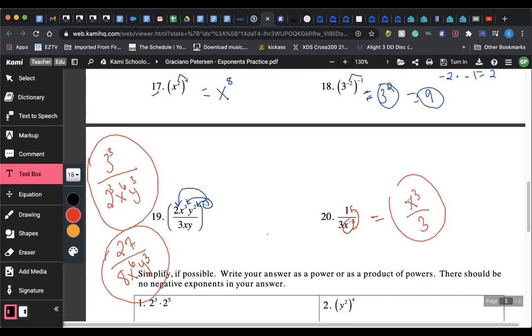In other words, if it was 2 instead of 1, so if it was 2 over 3, I still do the same thing. I still move my x cubed, so my answer becomes 2x cubed over 3. I can't multiply the 2 to the x cubed because they're not the same term. They're different, so it just becomes that.